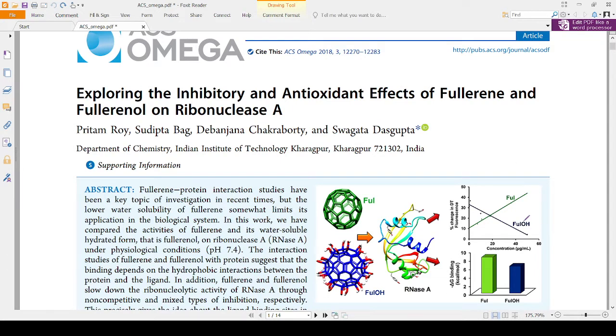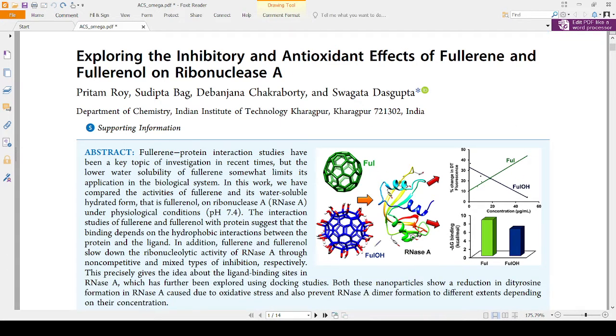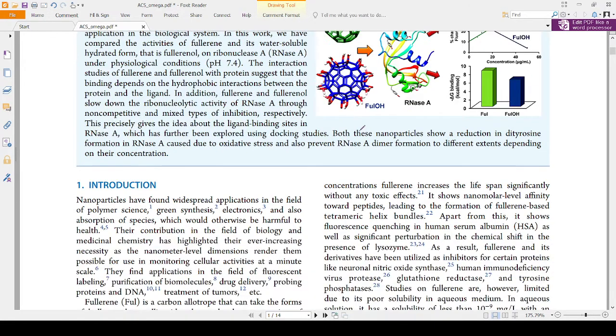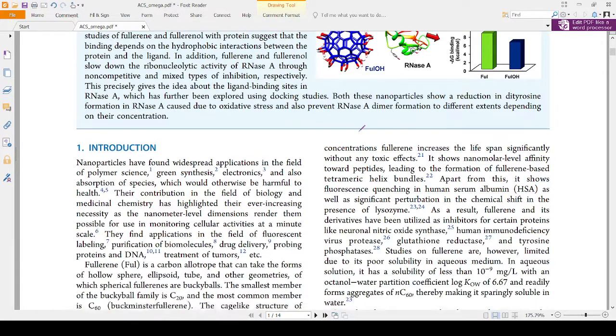As seen from this abstract figure, the fullerene and fullerenol act on this protein, RNase A or ribonuclease A, and it shows some changes. What are the effects of these molecules on the protein that have been measured? Number one is the inhibitory effect, and number two is the antioxidant effect. So let's dive into the paper and see what it deals with.